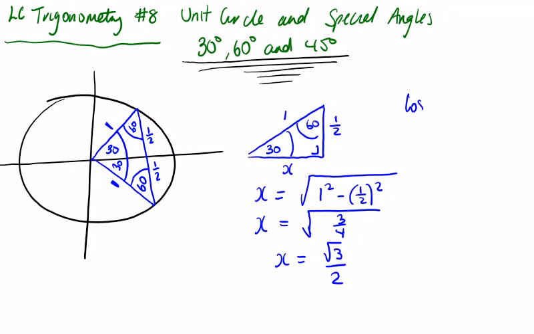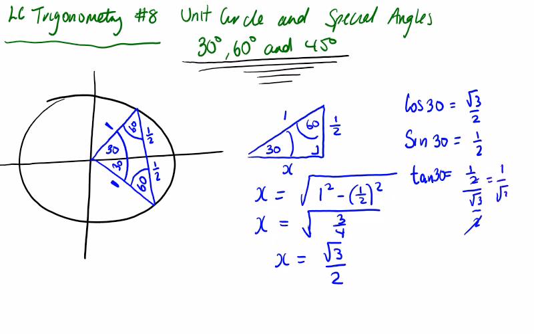So what can we say about the cos of 30? Cos of 30 is a over h, which is x over 1. Cos of 30 is equal to root 3 over 2 divided by 1, so we don't need to put that in. The sine of 30 is equal to o over h, which is a half divided by 1, or just a half. And the tan of 30 is equal to o over a, which is a half divided by root 3 over 2. The denominators are the same, so the tan of 30 is 1 over root 3.